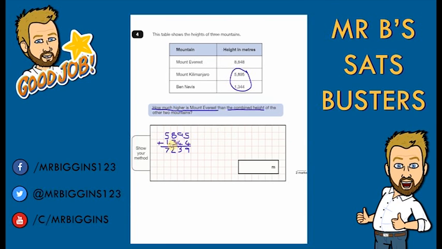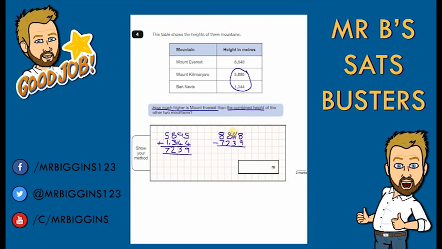So now I've got to find out how much higher Mount Everest is than these 2, which we know is 7,239 meters together. So to find out how much higher, we can do a subtraction. So we can do 8,848, the height of Mount Everest, and take away the number we've just worked out, the combined height of Mount Kilimanjaro and Ben Nevis, and that will tell us the difference, which tells us how much higher.